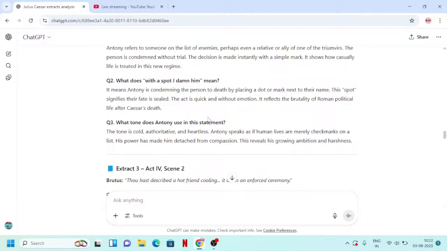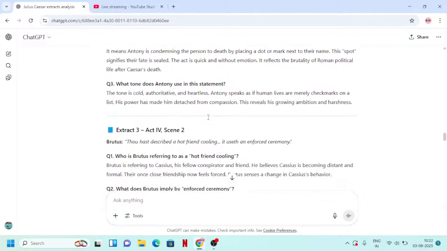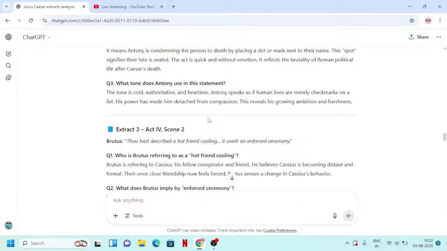Third question, what tone does Antony use in this statement? The tone is cold, authoritative, and heartless. Antony speaks as if human lives are merely check marks on a list. His power has made him detached from compassion. This reveals his growing ambition and harshness. So it looks like to take someone's life is very easy, just note it down or mark it down and kill him or her. That kind of feelings or vibes we are getting through this statement.